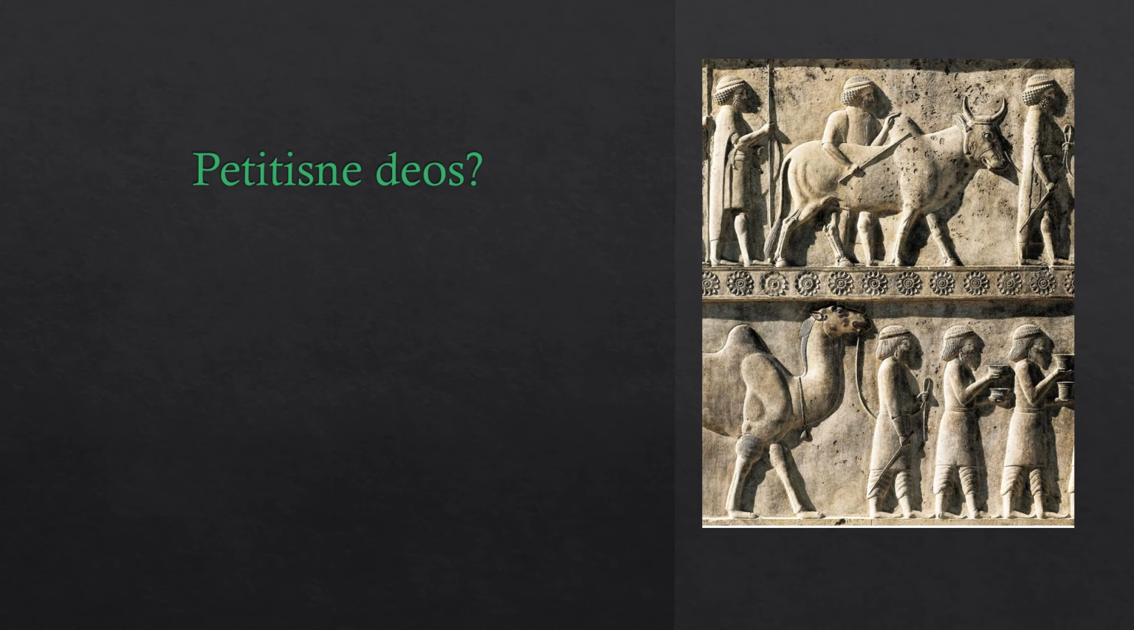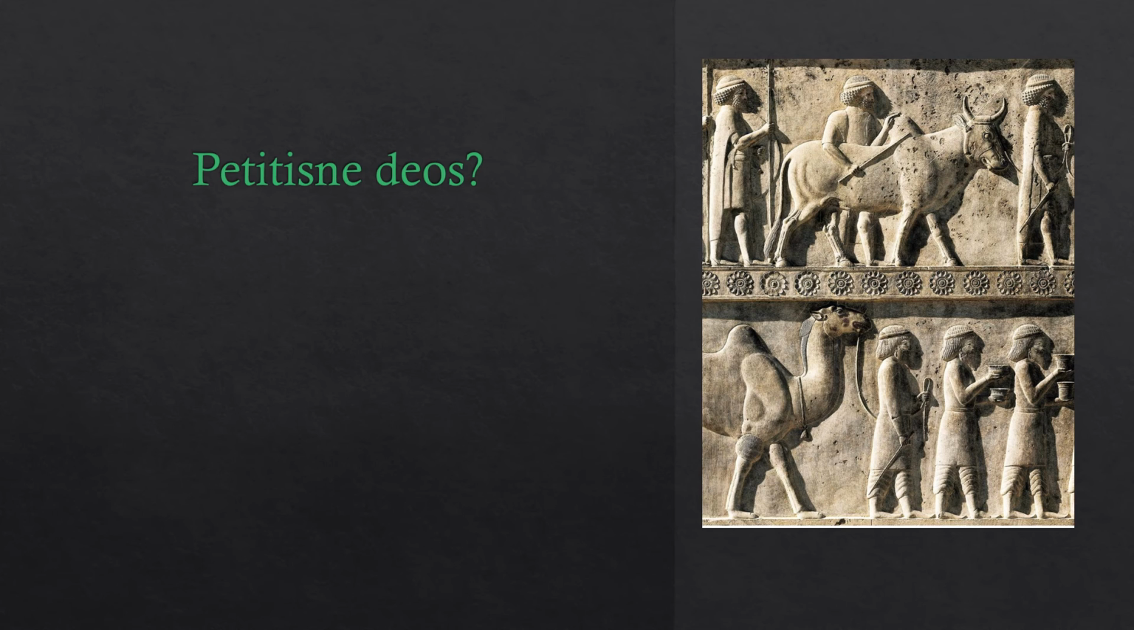Petisne deos? How would you translate this sentence? Remember, Latin sentences will not always have expressed subjects. In these cases, it is important to be able to recognize the person and number of the verb's subject based on the verb's ending. Petitis is a second-person plural, so the subject is you plural, you all, or my personal favorite, y'all. Ne is attached to the verb, so we know it is a yes or no question.